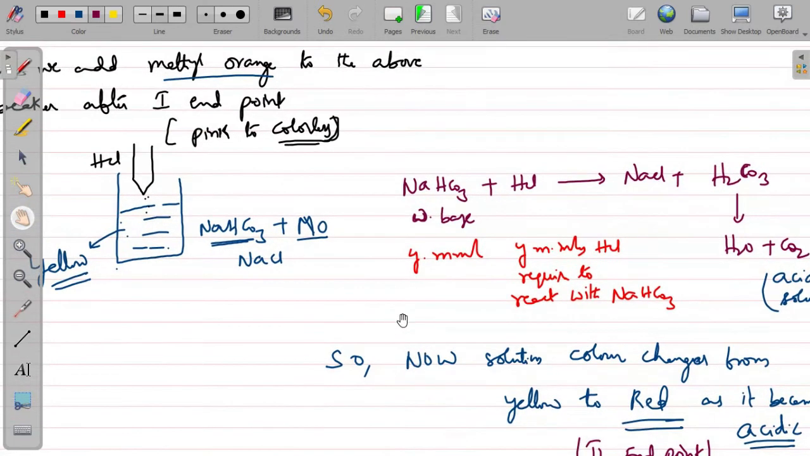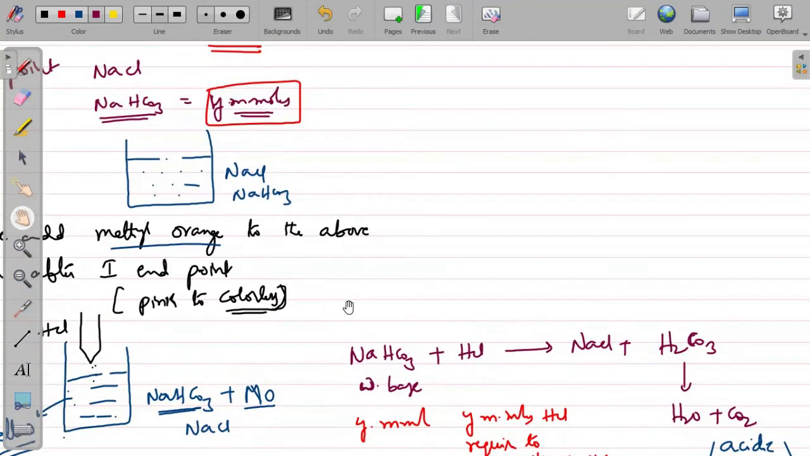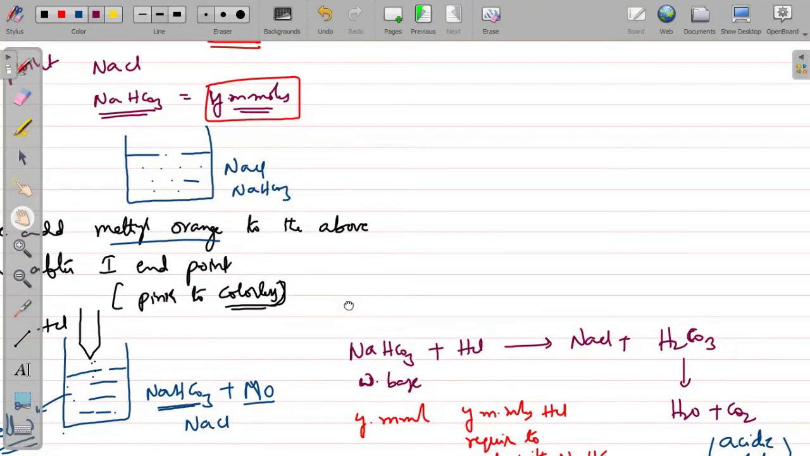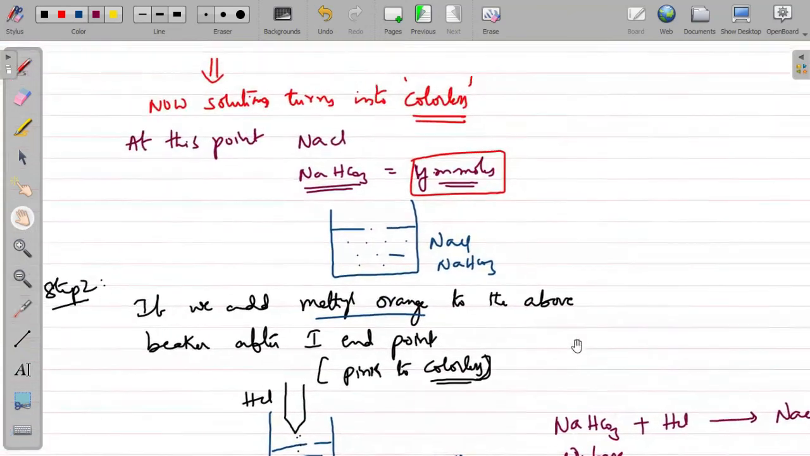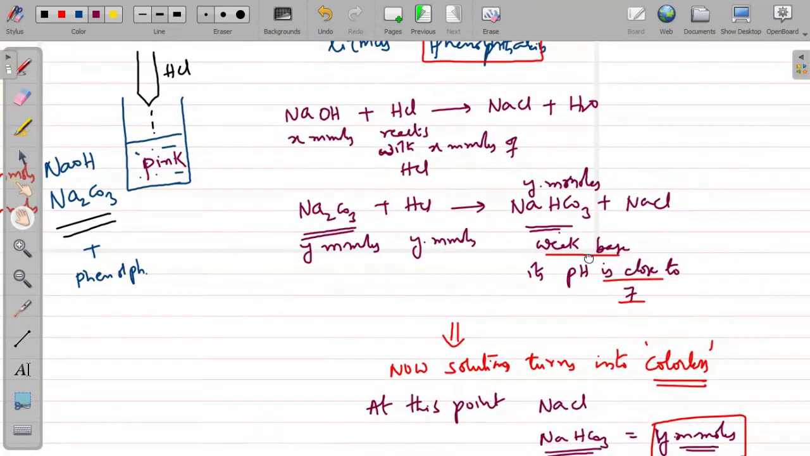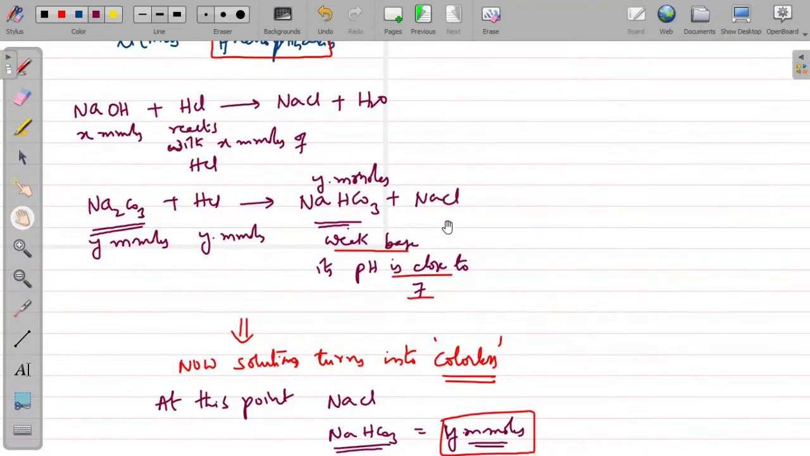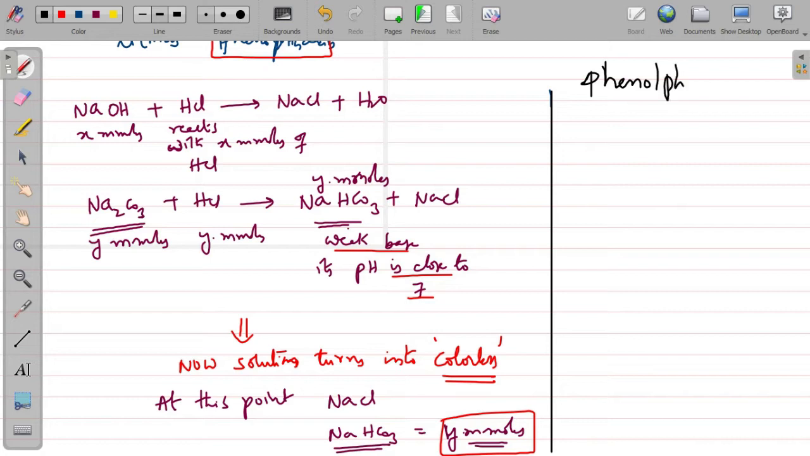Now, let's form the equations here. There are 2 unknowns, NaOH and Na2CO3, so we need 2 equations. Let's go to the first beaker. Now in the first beaker, what is the equation? Look, when phenolphthalein is used as indicator, that means the first case where these 2 reactions are happening.